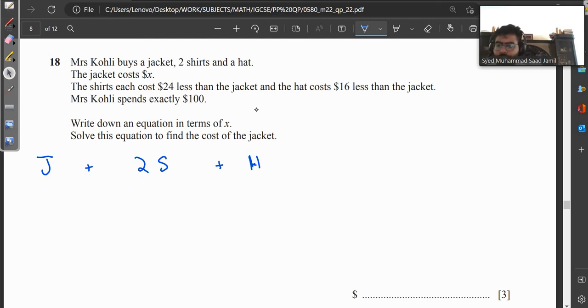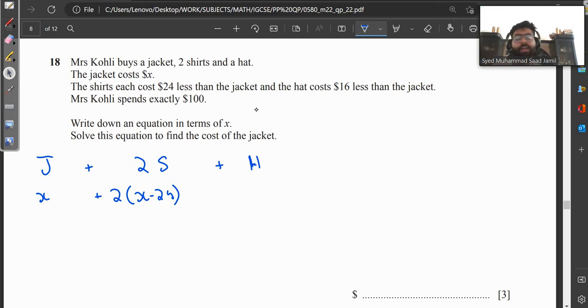The jacket costs X dollars. We say okay, no problem. The shirts each cost 24 less than the jacket. That means since these are 2 shirts, 2 multiplied by X minus 24. So for example, if I said that the value of the jacket is 100, and I said that the shirt costs 30 less, what will you do? 100 minus 30, and you will get the value of the shirt.